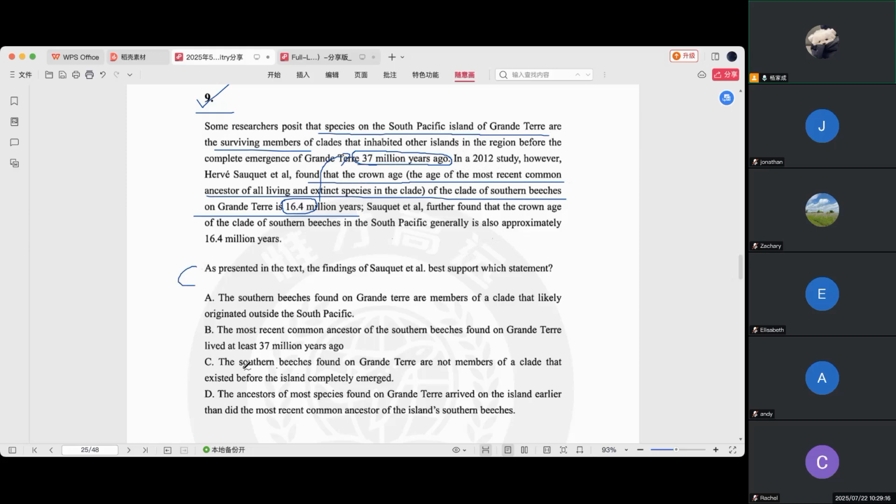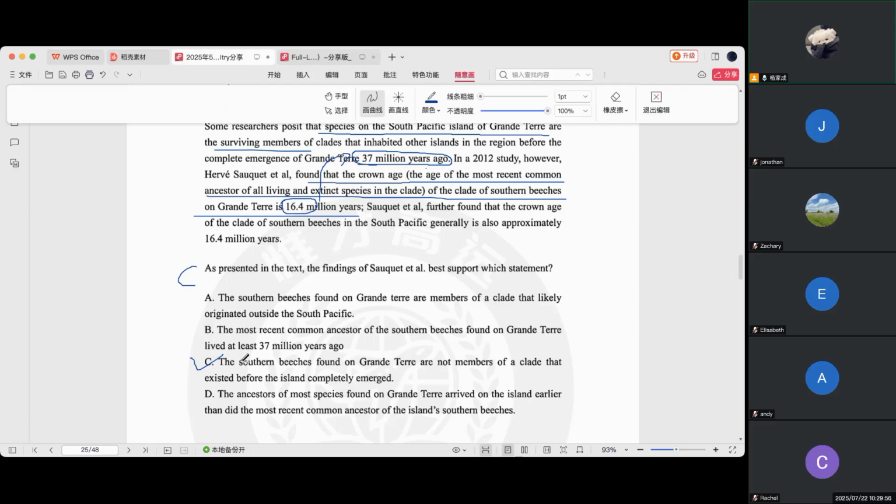The C says, the southern beaches found on Grande Terre are not members of a clade that existed before the island completely emerged. Okay, this statement would be the right answer. Since 16.4 is much smaller than 37 million years ago, those clades are not the surviving members. Instead, they actually existed after the emergence of the island. So that's why C will be the better choice than the other options.